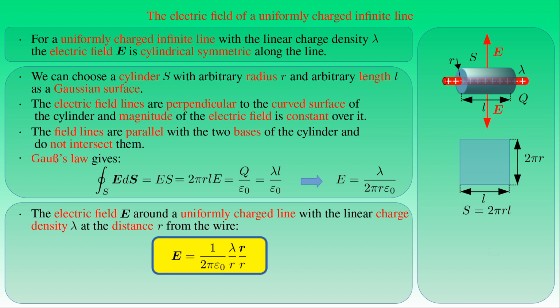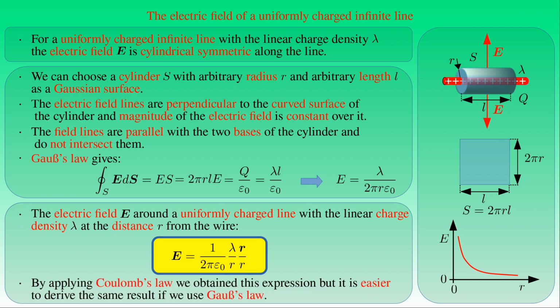Here we plot the magnitude of the electric field E around the line as a function of the distance r from the line, and the graph demonstrates that the electric field strength is inversely proportional to the distance r. By applying Coulomb's law we already obtained this formula for the magnitude of the electric field. However, we can see that it is easier to derive the same result if we use Gauss's law.